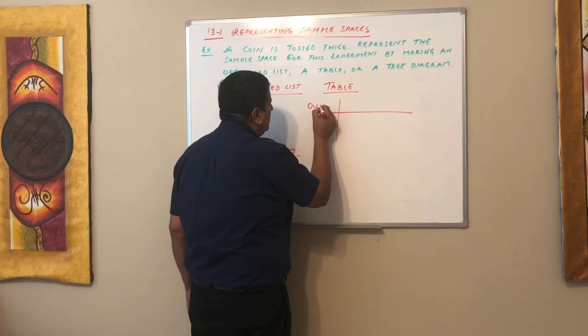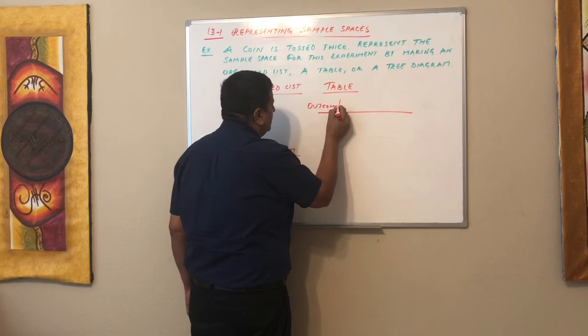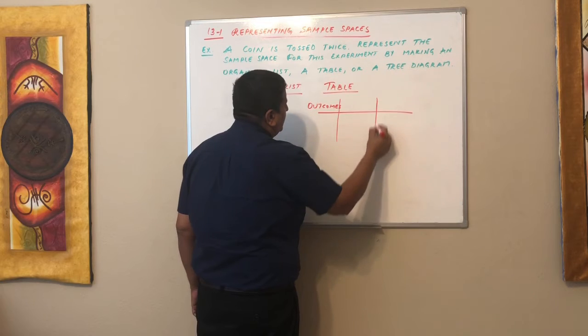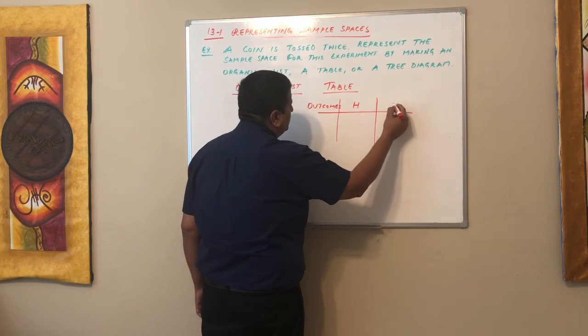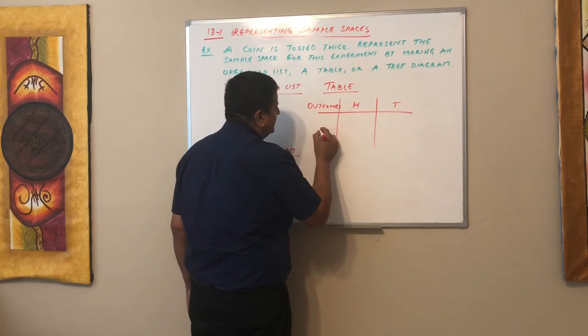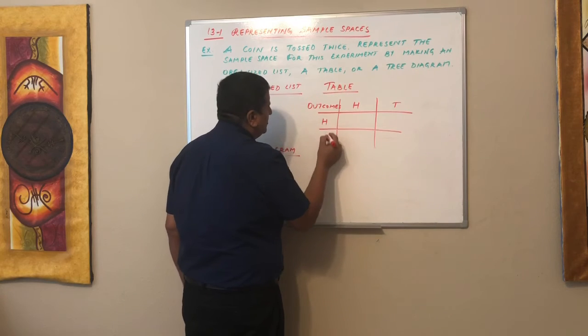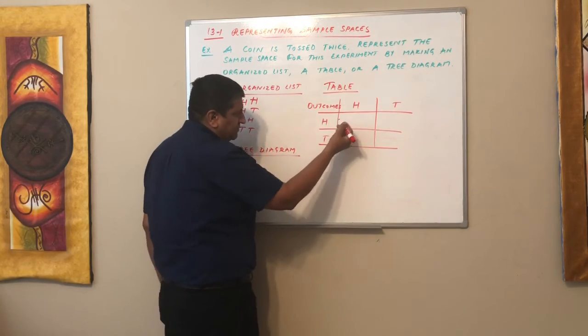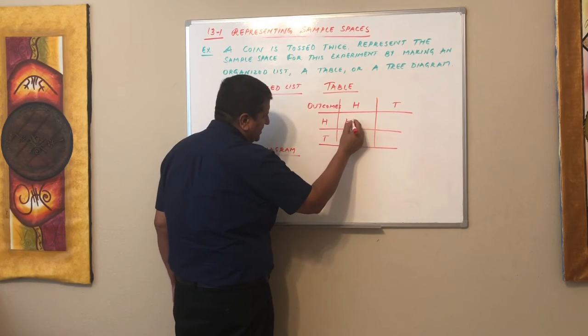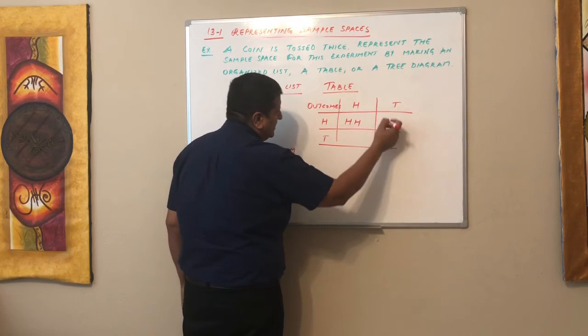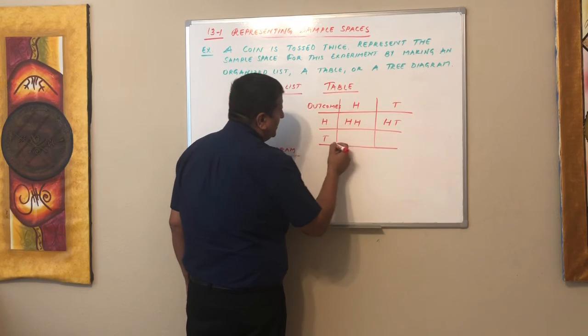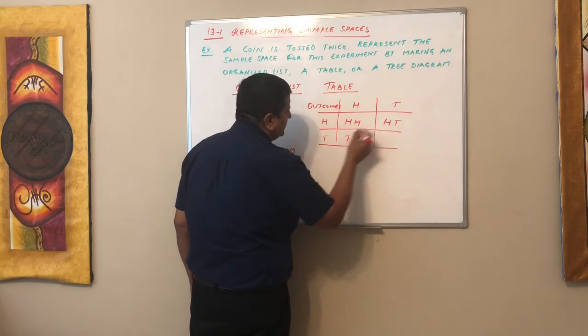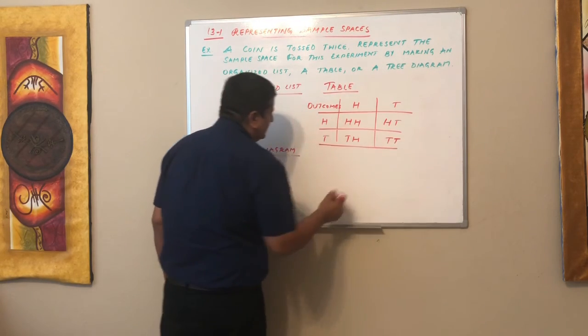You write down the outcomes here, and when you flip the coin the first time, you have either possibility, heads or tails, and the other possibility is also heads or tails. So in a table, you organize the sample space like this: heads and heads, heads and tails, tails and heads, tails and tails.